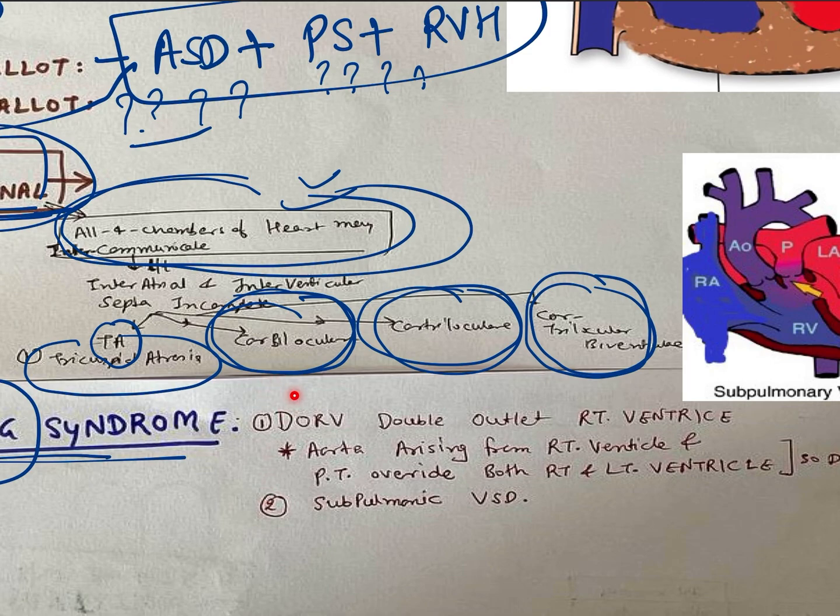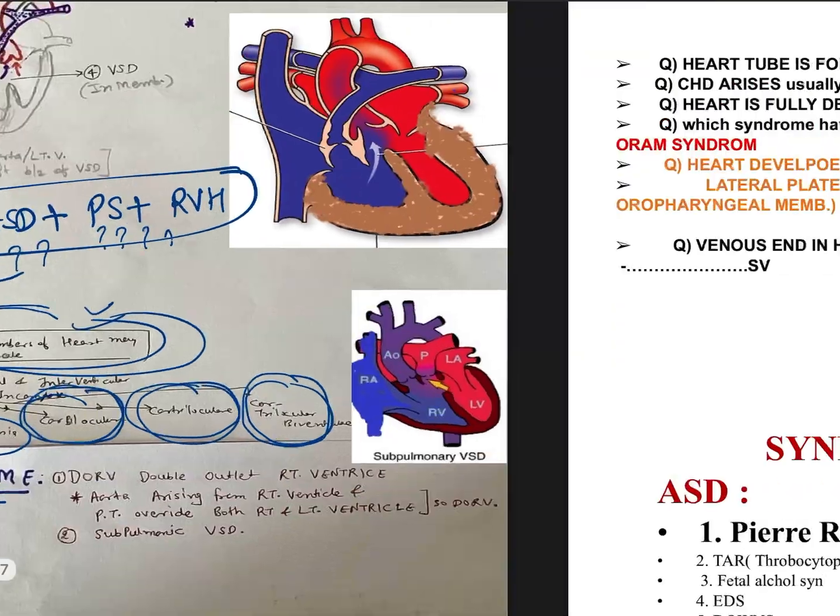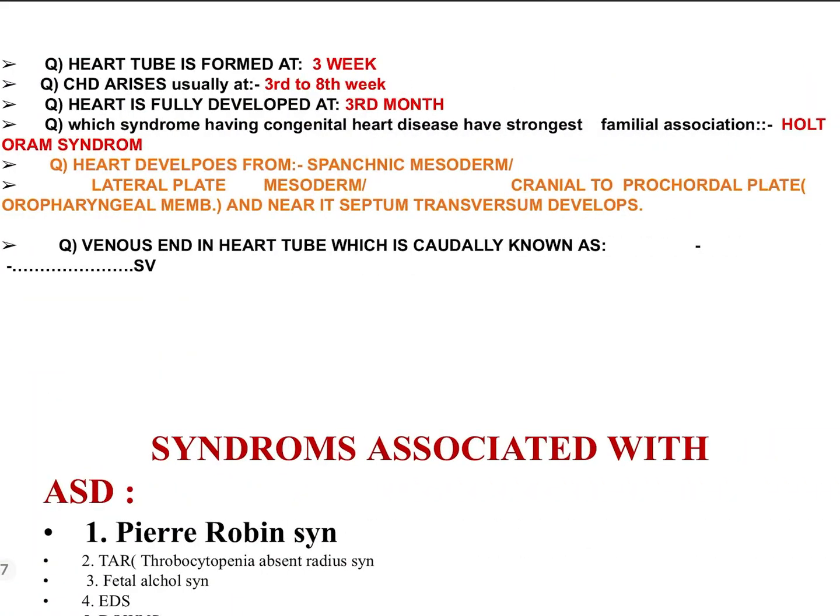Combination of this problem is known as Taussig-Bing syndrome. Now a few questions. The heart tube is formed at the 18th day, or 3rd week. ASDs are seen at the 3rd to 8th week. Why in the 3rd week? If some teratogen or some genetic defect occurs, then the heart tube will be defective.